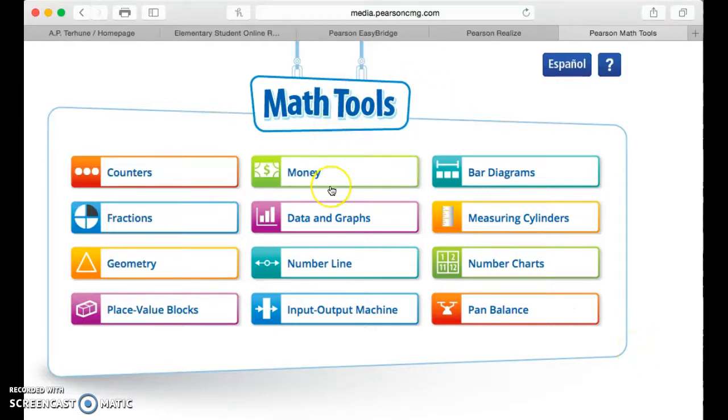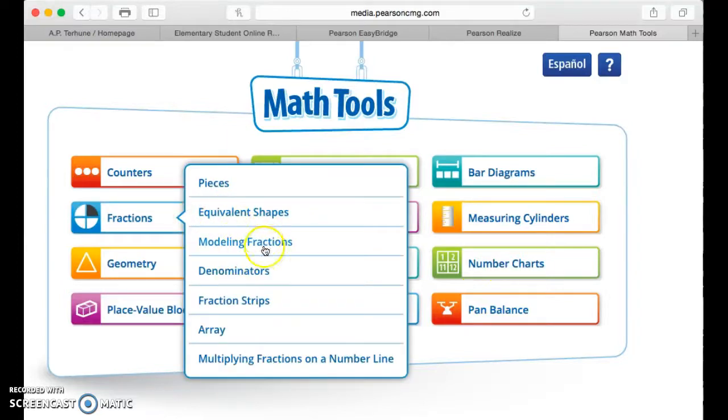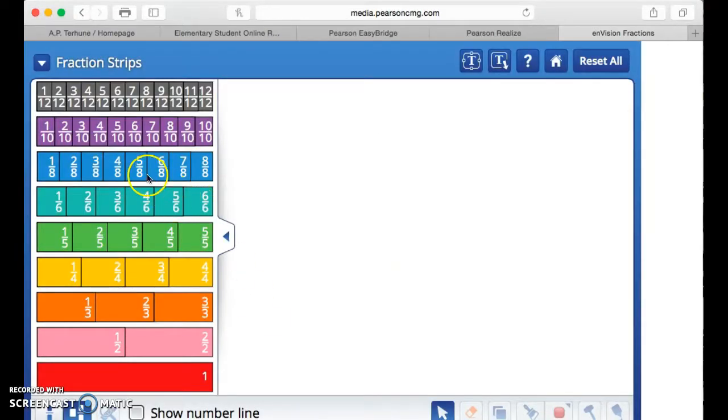We have money, we have bar diagrams, number charts, pan balances. I actually want to show you the fraction tools. We use fraction strips all the time in class, and you actually have them here with you. So a lot of times we'll be comparing fractions, or we'll be looking at unit fractions. We can say, okay, I know that 1/6 is larger than 1/8 because it takes up much more space. It's a much larger piece.